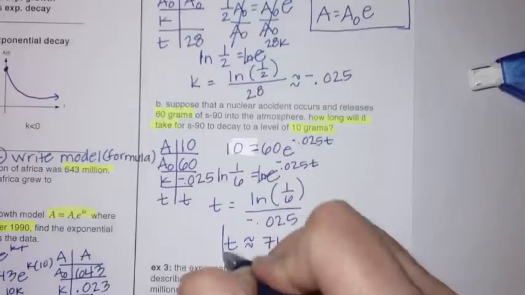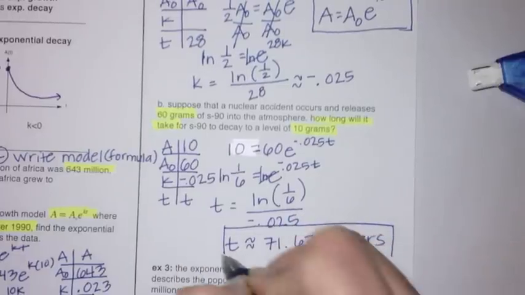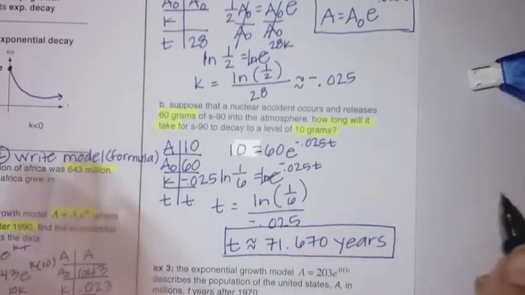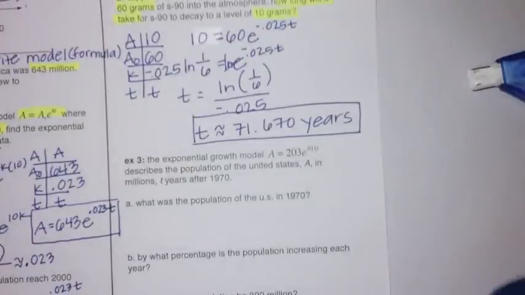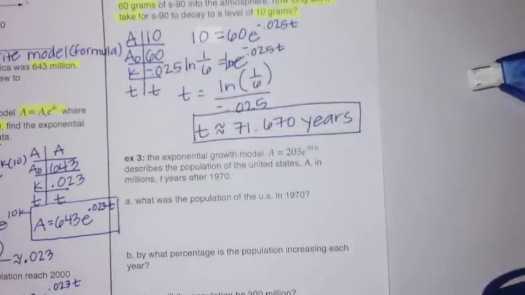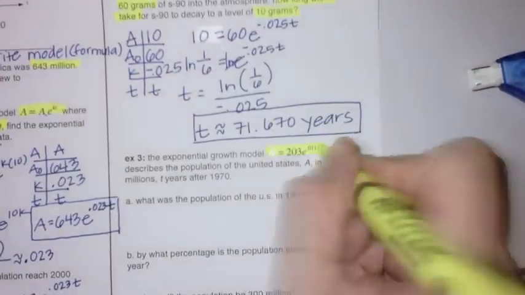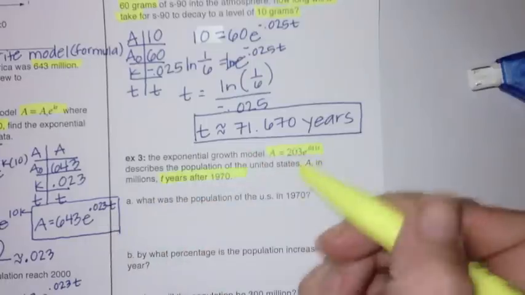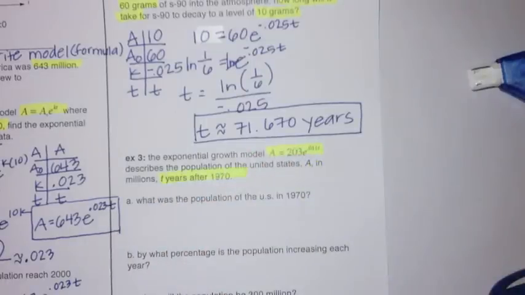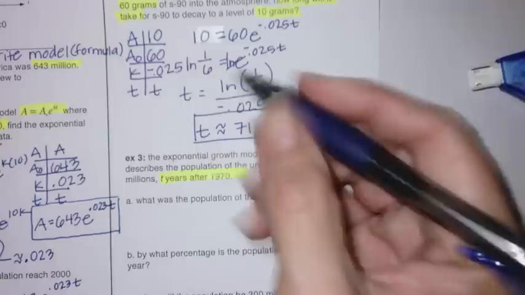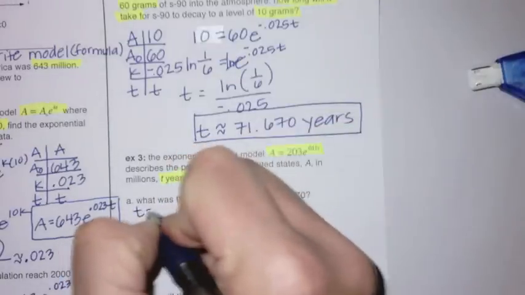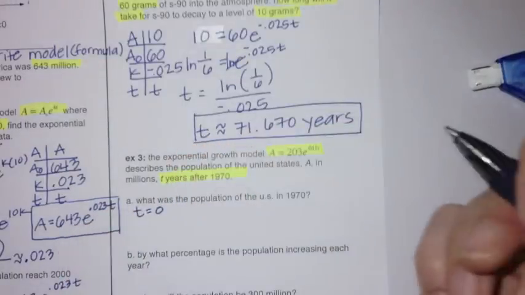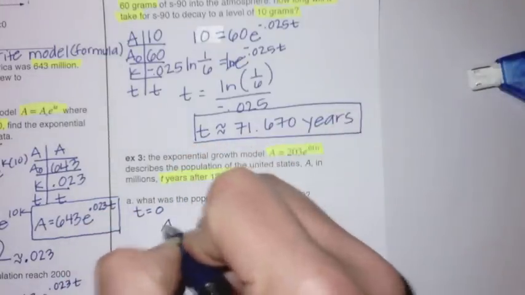Alrighty. The next one I think is a little bit easier. It's just working backwards. You're given the formula and you have to interpret the values that are in the formula. So we have this exponential growth model right here, and it describes the population of the United States T years after 1970. What was the population of the US in 1970? So that's when T equals 0. That's what you have to realize. So you just plug into your formula.